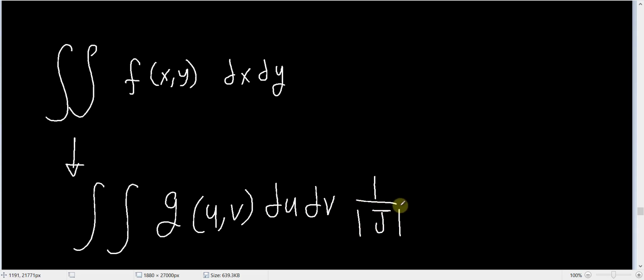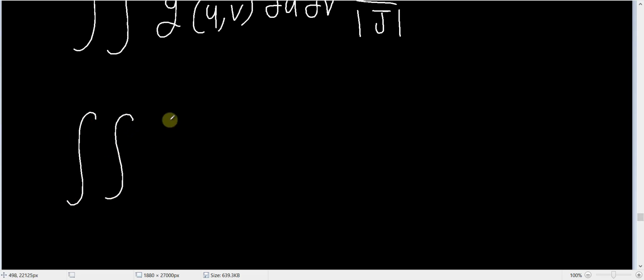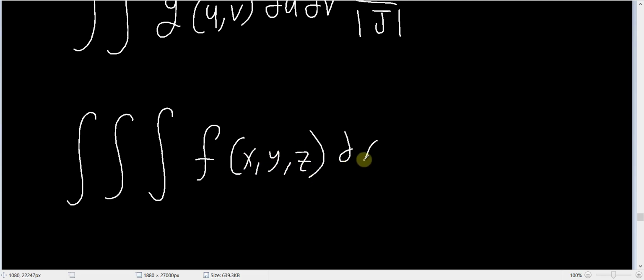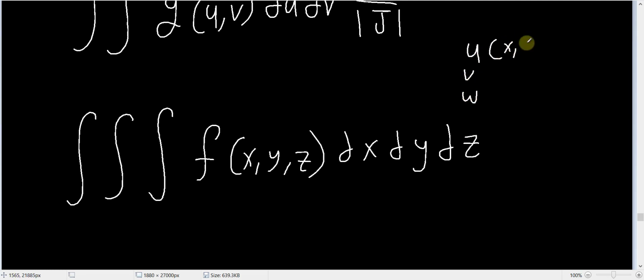Also, I'd like to state that this will also work in higher dimensions. So suppose you are integrating another function in 3D. So I have 3 integration signs, and I have f of x and y and z, dx, dy, dz. And I want to transform to another set of variables u, v, and w. So u is a function of x, y, and z. V is a function of x and y and z. W is a function of x and y and z also.